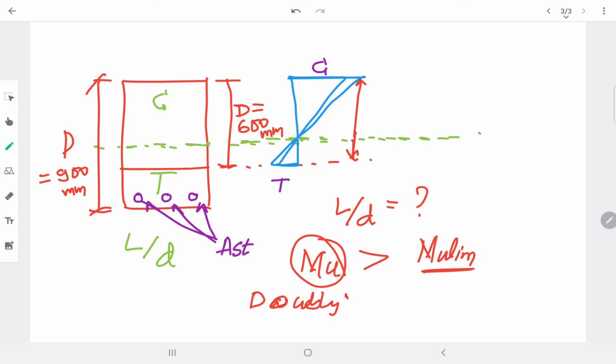If Mu is less than Mu limit, in that case we'll be going for a singly reinforced beam. Singly reinforced beam. In this way we'll be differentiating the singly and doubly.